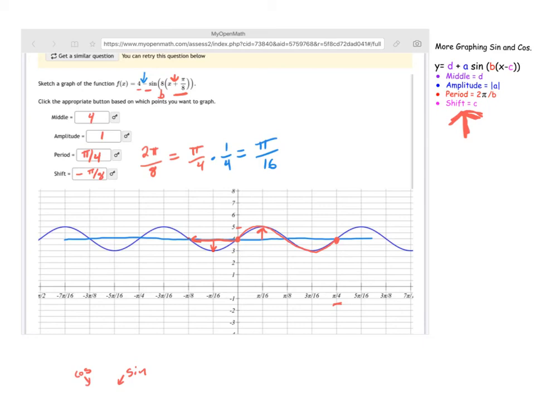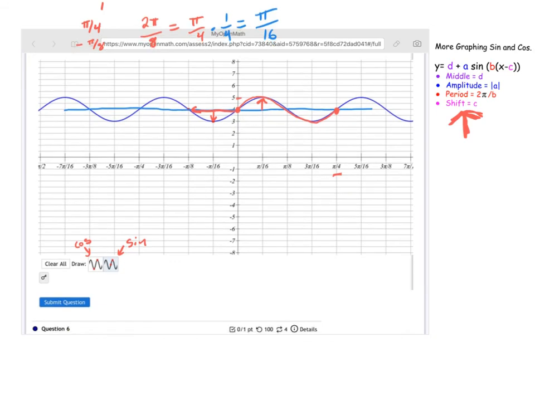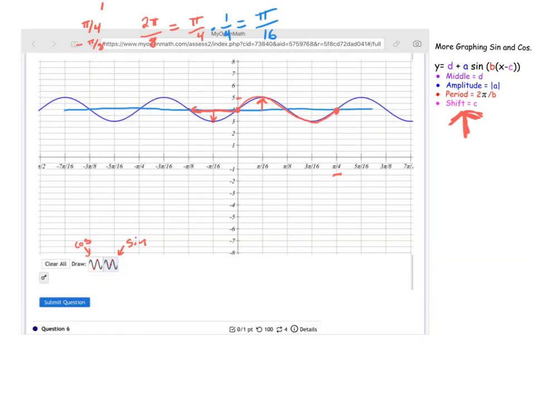So this all looks good to me, so let's go ahead and check the answer and make sure we got it right. So when I submit that question, oh, it is right. It just hasn't changed since the last time. So that is the correct answer.